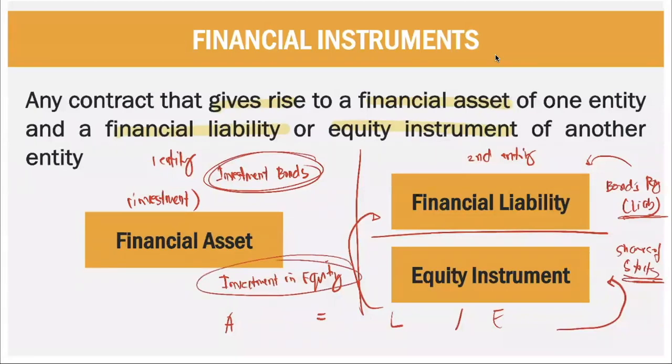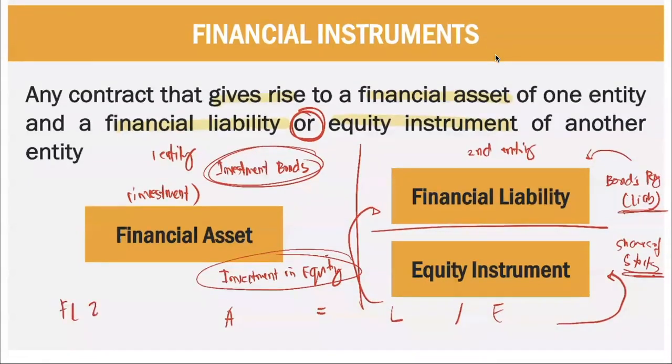Take note of the conjunction used. It is financial liability or equity instrument, financial liability, or equity instrument. So are there cases in which we have both financial liability and equity instrument? So instead of the conjunction or, our conjunction now is and. So are there cases wherein we have the conjunction and? Yes, there is a case. What do we call that type of instrument? So we call that instrument a compound financial instrument.